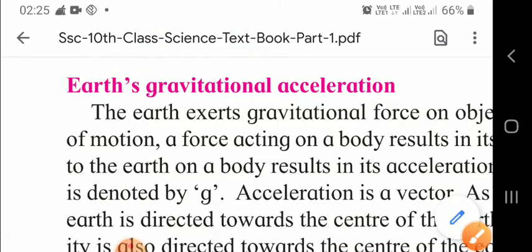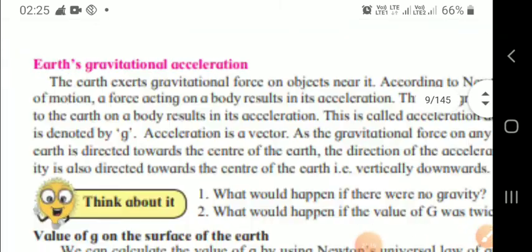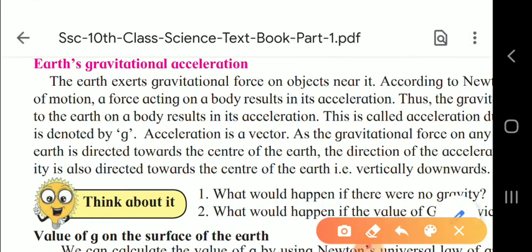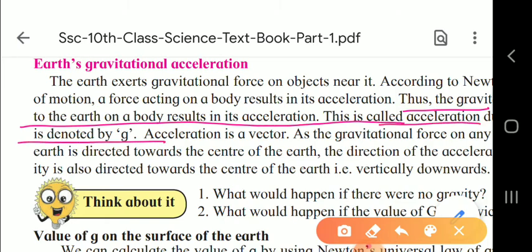So this point you have to underline, children, that the gravitational force due to the earth on a body results in acceleration. This is called acceleration due to gravity and is denoted by g. And always remember, children, that acceleration is a vector quantity. This is a very important point.